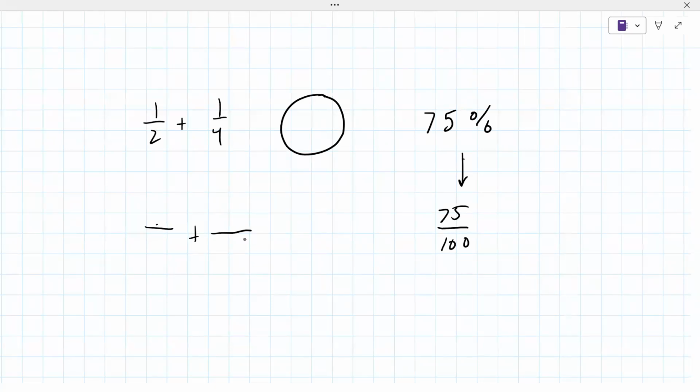What is that? 3/4 is the fraction. But then when you turn that into 300 over 400, you're trying to get to 100 on the bottom.